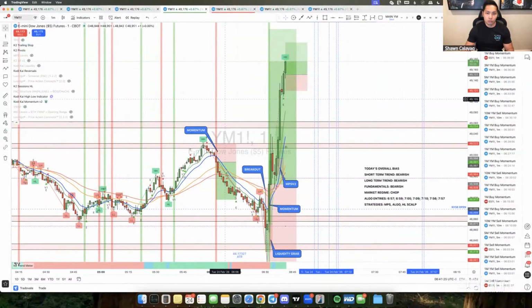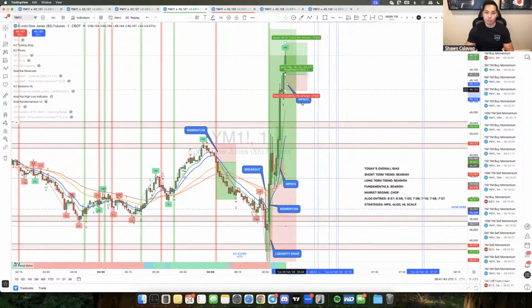So, all right, these are all the entries that came up today so far. Momentum, breakout, liquidity grab, momentum, and then MPS V2, and then another MPS V2 right here. If this gets a little messy, just let me know. I'll delete all these text boxes and I can put them back up later at the end of the session. So there goes the other MPS V2, which is currently running in direction of the trade.